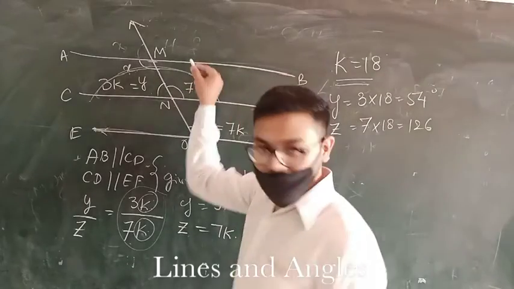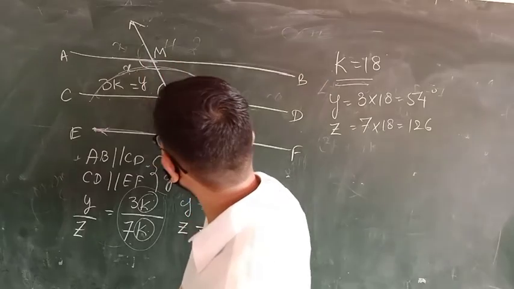So these are two parallel lines. So these are forming a Z, right?